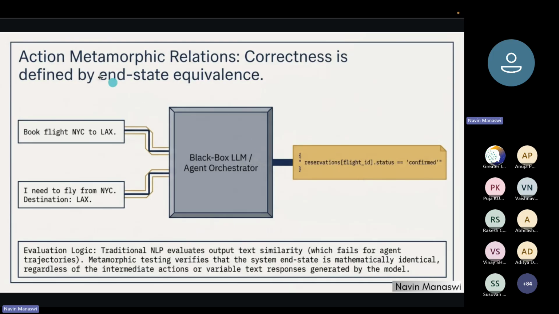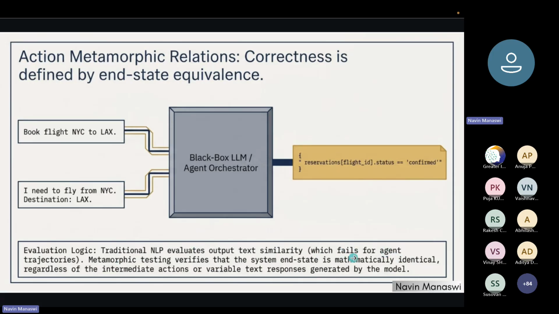So this is called action metamorphic relations. The correctness is defined by end state equivalence. This is typically what we really expect from the LLM. If it's not happening, we have to really check that. Traditional NLP evaluates output text similarity, which fails for agents.